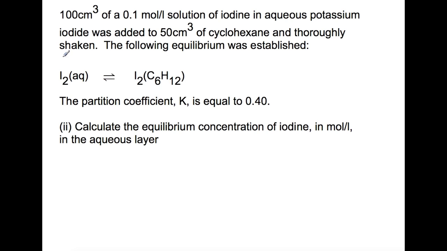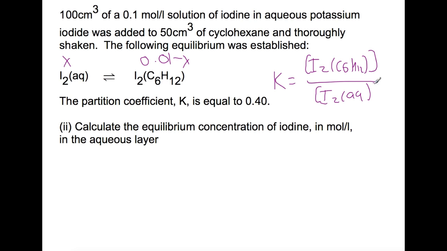So we now have a lot of information that can allow us to calculate concentrations. So we have the number of moles of iodine within the aqueous layer and within the cyclohexane layer. We have an expression for K. And we have a value for K. We need to use concentrations within this expression, so we need to divide by the volume of each of the layers. So for aqueous layer we have 100 centimeters cubed, and for the cyclohexane layer we have 50 centimeters cubed. So we now have expressions for concentration that we can insert into here, which will allow us to calculate the concentration of iodine in the aqueous layer.